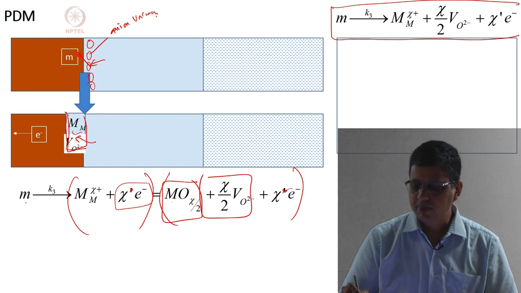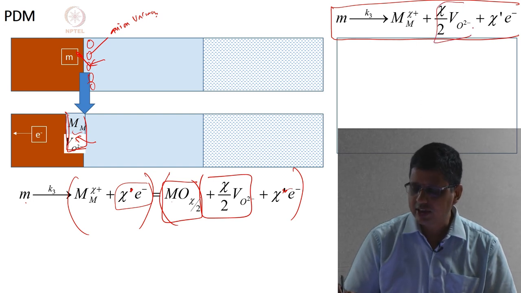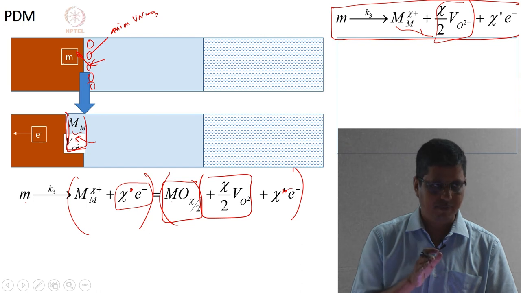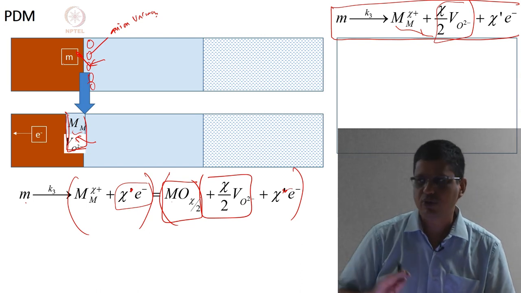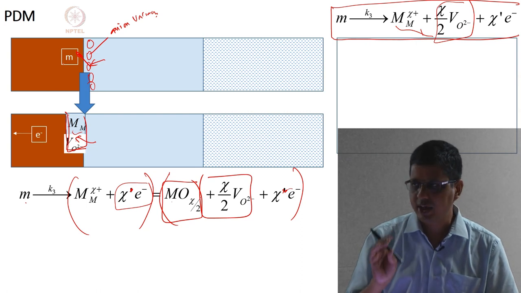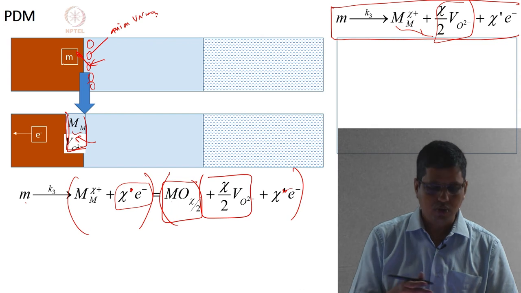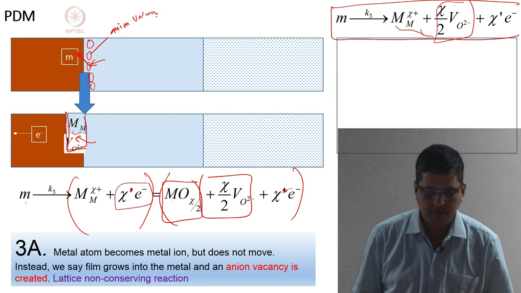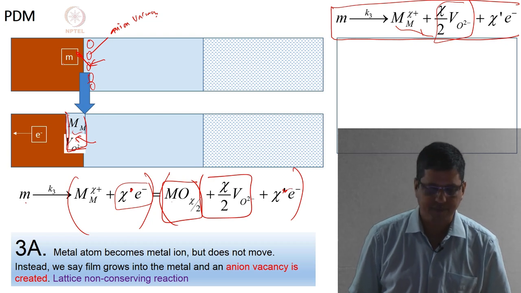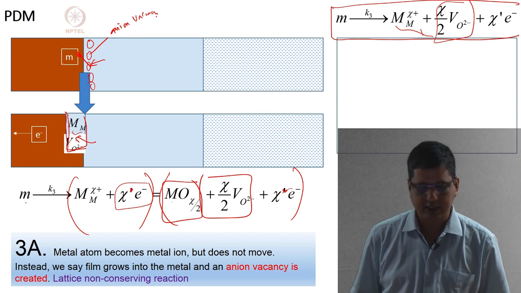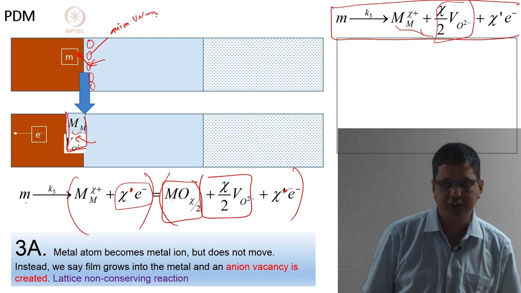The way it is written, it forms a metal cation associated with the vacancy. So, this describes implicitly that this is actually a metal film, not a metal cation sitting in the metal. If it is a cation, it cannot be in the metal; it has to be in the film or in the solution. An atom is in the metal, an ion is not in the metal. So, this way it is a film forming reaction. We say a metal atom becomes a metal ion, but it has not moved into the existing film yet. So, we would say it is film growing into the metal, and an associated anion vacancy is present. And this is called a lattice non-conserving reaction, because the lattice actually grows.